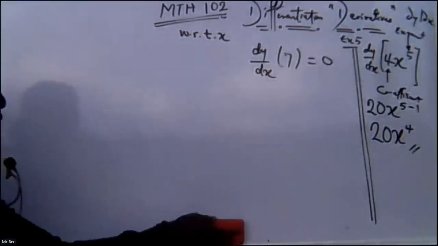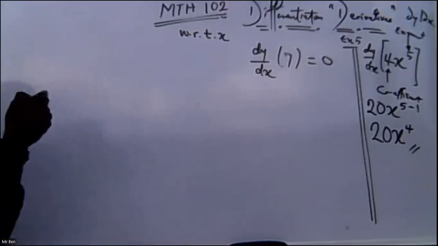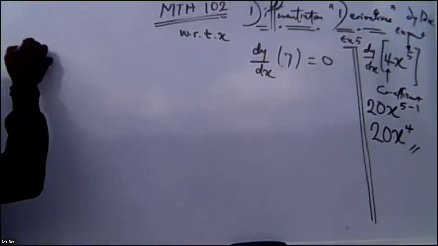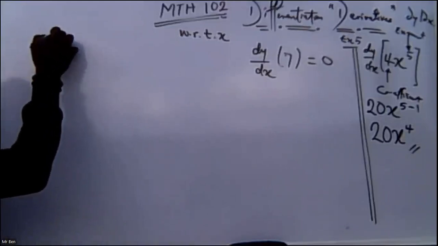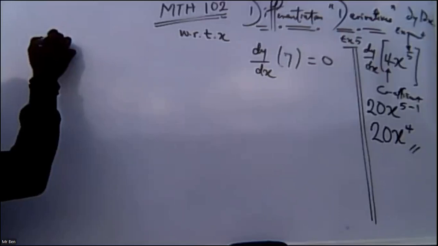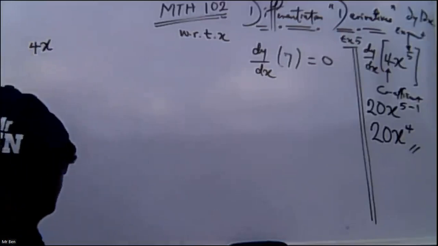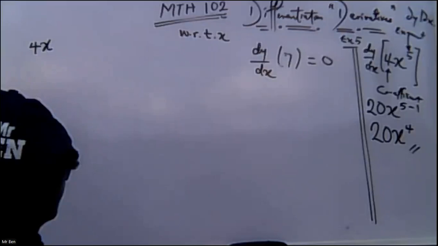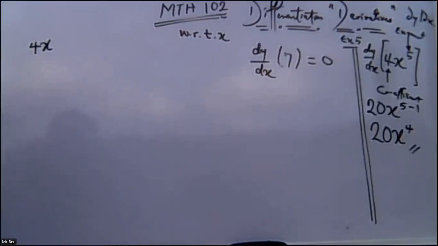Can someone give me the question? The question: 4x raised to the power of 4 plus 18x raised to the power of 3 minus 8x. It is power 4.